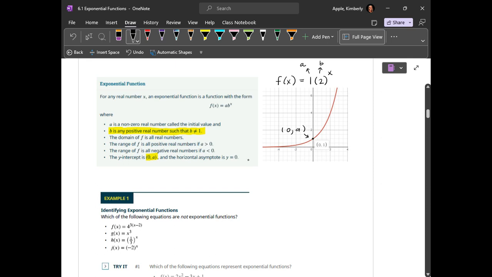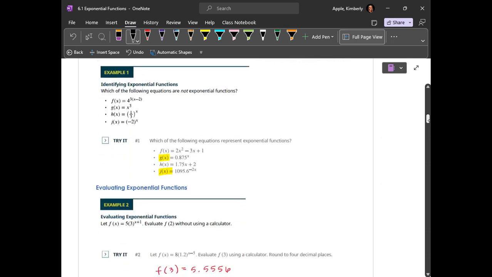And then the horizontal asymptote, there is one. Notice here this function, if you're moving to the left, is getting closer and closer to a particular value, and that value is the horizontal asymptote of 0. And so all of those general characteristics will be helpful to us as we move on. Example number 1 is just, when is something an exponential function? And remember, the key idea here is that the variable is in the exponent. Okay, so that's what we are looking for in the exponent.